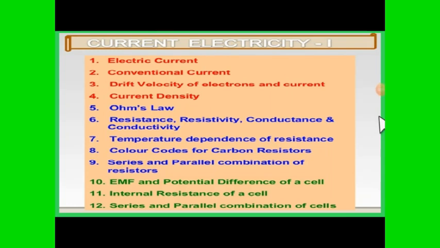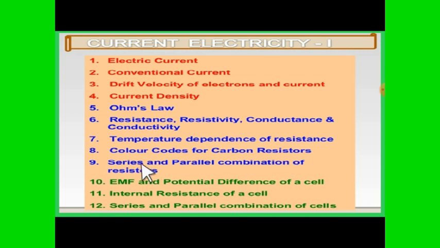In the previous class, in this current electricity part 1, we discussed the first 7 points. For today we will try to learn the remaining 8 points, starting from point 8 to point 12. That means color code of a carbon resistor. This is a very small, simple, easy topic.